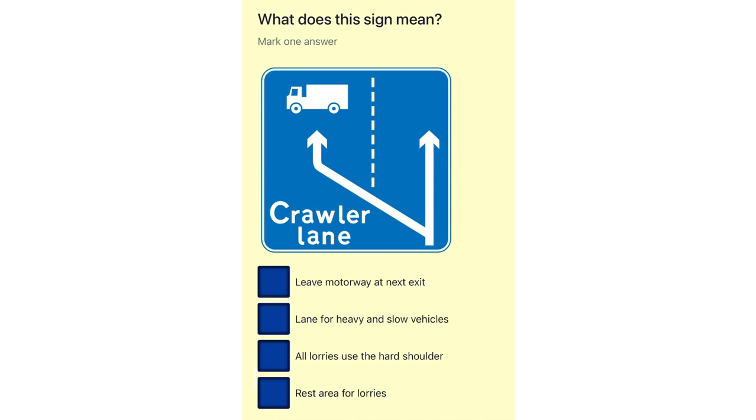What does this sign mean? Leave motorway at next exit. Lane for heavy and slow vehicles. All lorries use a hard shoulder. Rest area for lorries.